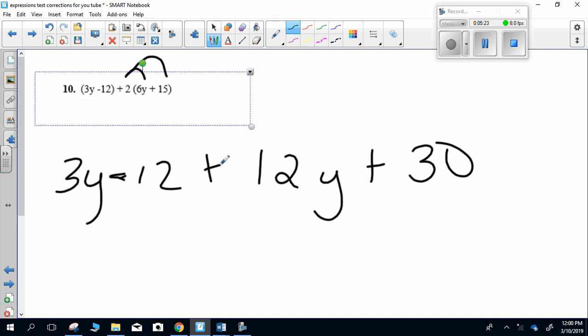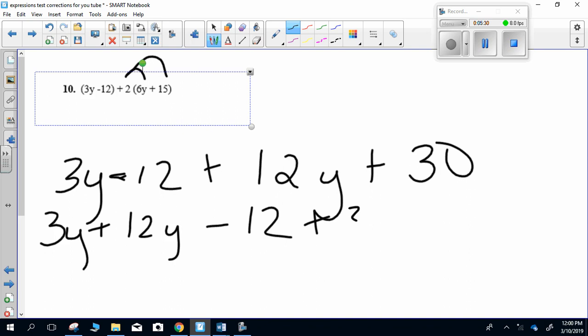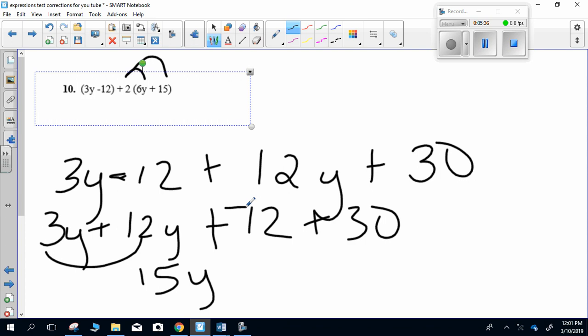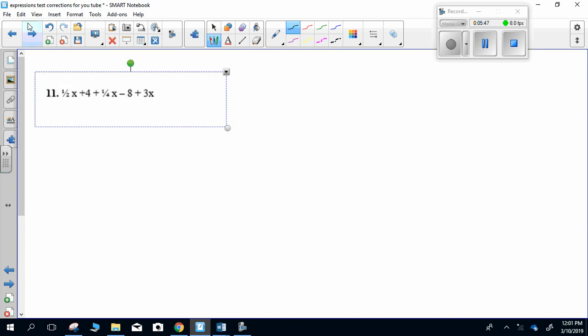Now we need to combine our like terms. 3y plus 12y minus 12 plus 30. 3y and 12y are 15y. I need to add the opposite because that's subtraction, and I see I have a negative 12 and a positive 30. Negative 12 and positive 30 give me a positive 18. Next one. Same idea. The only difference is this time we now have fractions for our coefficients.